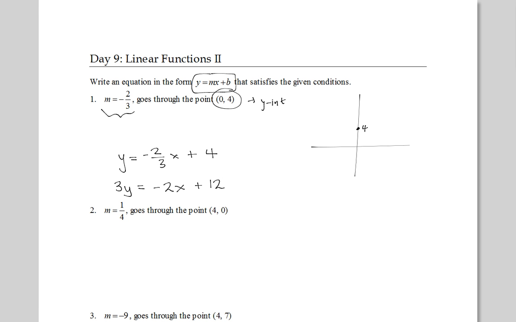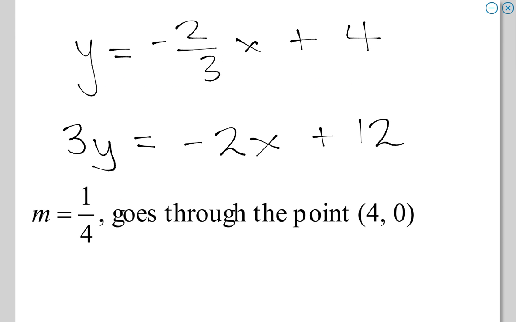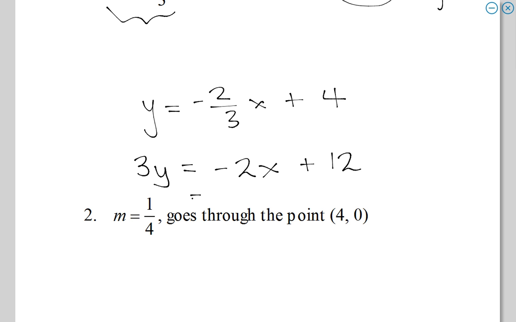Now, do I move the stuff to the left or do I move the stuff to the right? Because look at the coefficient on x. Do we want that to be negative? We want it to be positive, right? So put 0 on this side. So then you'll have a positive 2x, a positive 3y, and a minus 12.